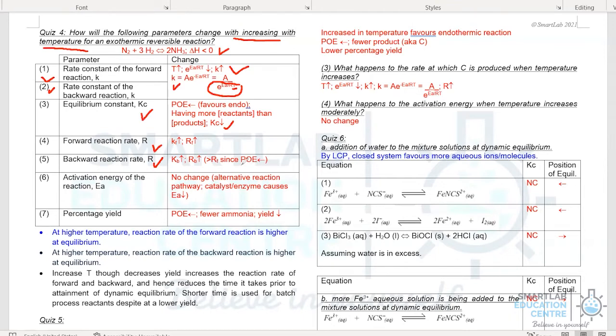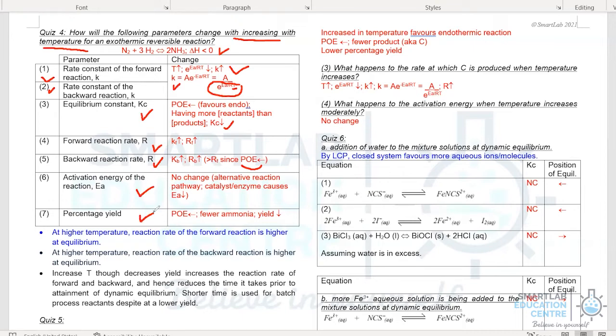The reason is because the position of equilibrium shifts backward. If the position of equilibrium shifts backward, then the rate backward must actually be larger than the rate forward. Okay, if you raise your temperature, is there any change to activation energy? No, because activation energy is affected only by a catalyst or enzyme.